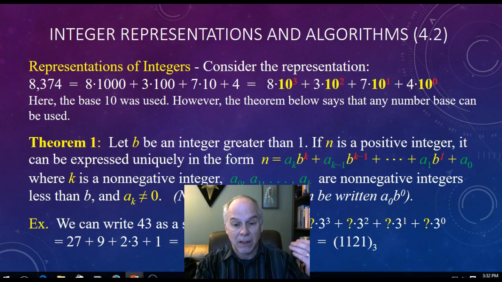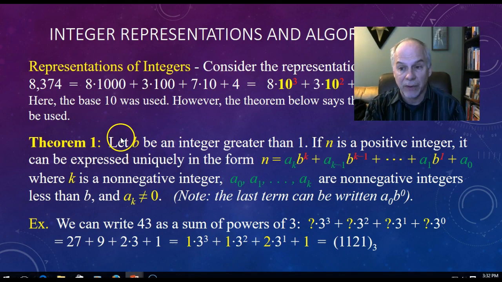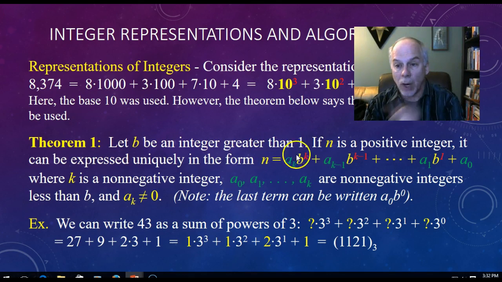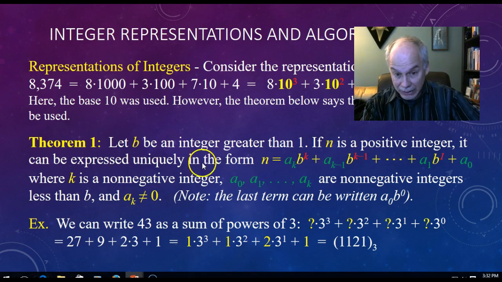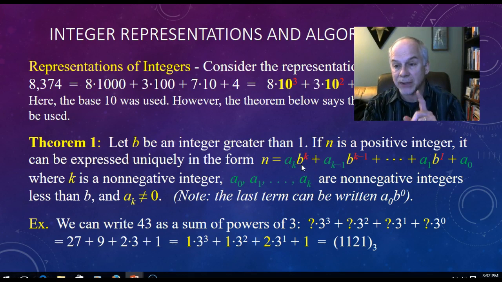All right. Now the theorem that is presented first, theorem one, basically says this: let b be an integer greater than one. If n is a positive integer, then n can be expressed uniquely in the form n equals a sub k, subscript k, which means some coefficient number, times b to the k power. Now notice b is our base. So up in the example I just talked about, it would have been base 10, but this applies to any base.